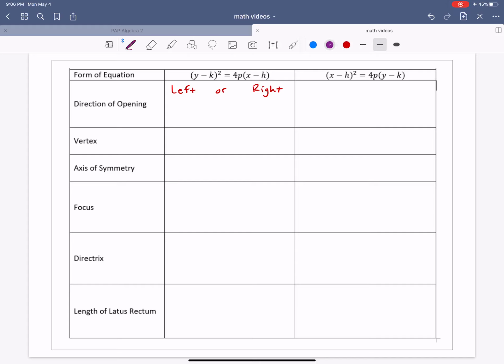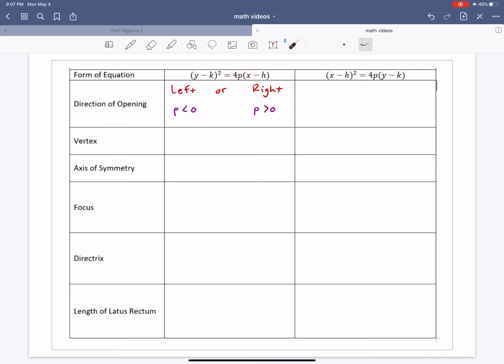Now, we can be more specific. It's going to open to the left when the p-value is less than 0, which means the p-value is negative. If we flip that around and we have a positive p-value, that's a parabola that's going to open to the right. Now, if you look at the equation, a negative p-value is going to make this coefficient a negative number. So you're really looking at this expression here. Is it positive or is it negative?